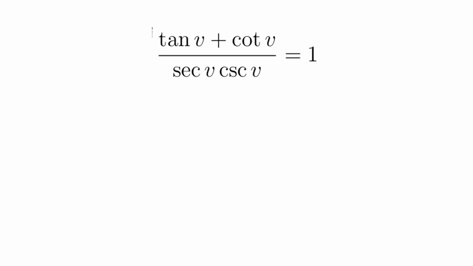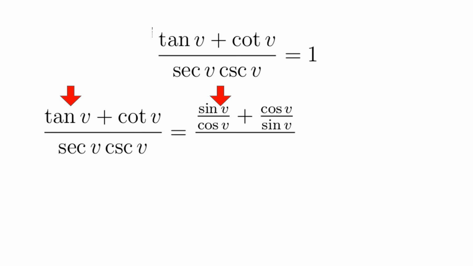Now we would like to show that the equation tangent v plus cotangent v over secant v times cosecant v equals 1. We replace tangent of v with sine v over cosine v, and cotangent v with cosine v over sine v. We rewrite secant v as 1 over cosine v and cosecant v as 1 over sine v. So now the entire left side of the original equation is expressed in terms of sines and cosines.